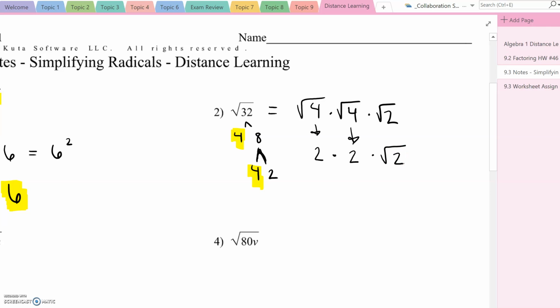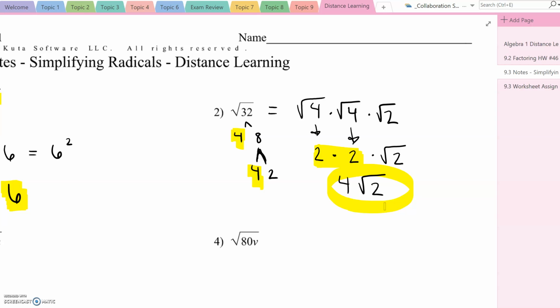And if we simplify even further, what is 2 times 2? Sorry, there's a ton of 2's in this problem. 4. Alrighty, so our final answer here is 4 square root of 2. So that's how we simplify a radical when it does not have a perfect square in it already.